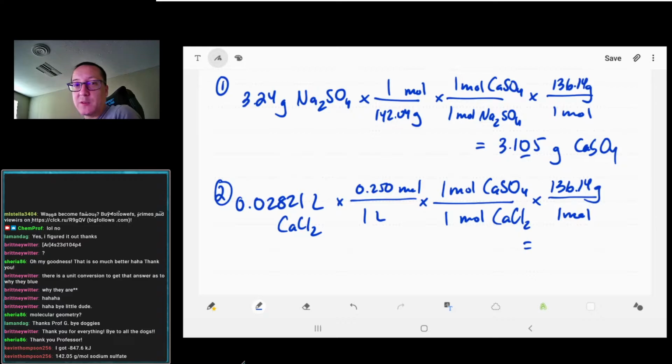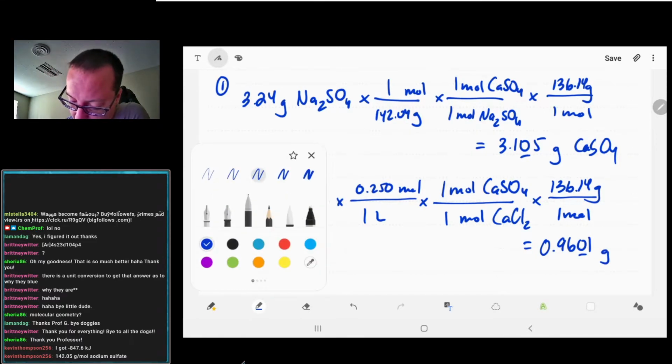Remember, there's 3 ways we could do it. We could have a mass, which would be a pure substance. We could have a volume of solution, or we could have gas quantities as well. So we could have pressure, volume, temperature of a gas, and solve moles from that as well. 0.2821 times 0.25 times 136.14 is 0.9601 grams.